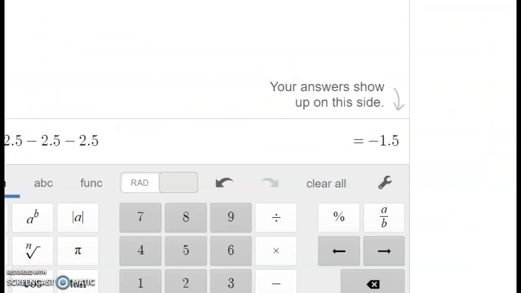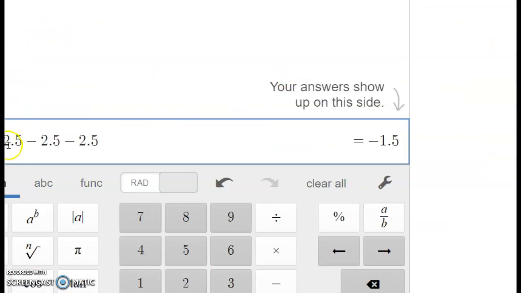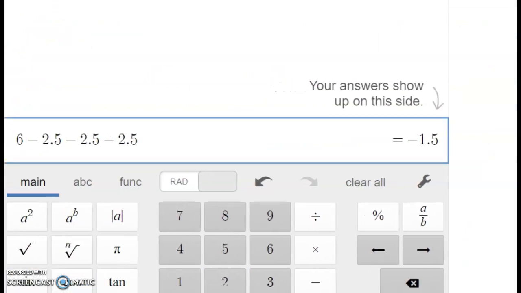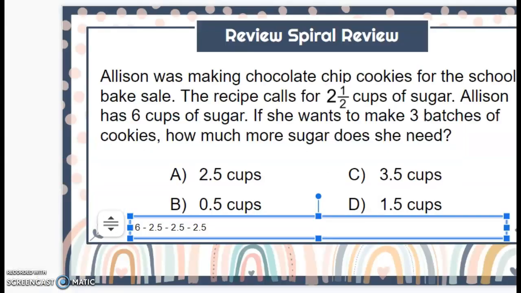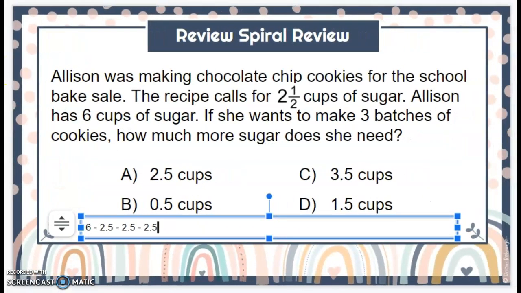So if we actually go to Desmos here, a little bigger for you. So I already have it here. So we have 6 minus the first batch, minus the second batch, minus the third batch. And we notice here that it says we're going to be left with -1.5. So that means that if we're asking how much more sugar Allison needs, we know that she's going to need 1.5 more cups of sugar. So you should have been left with answer choice D.